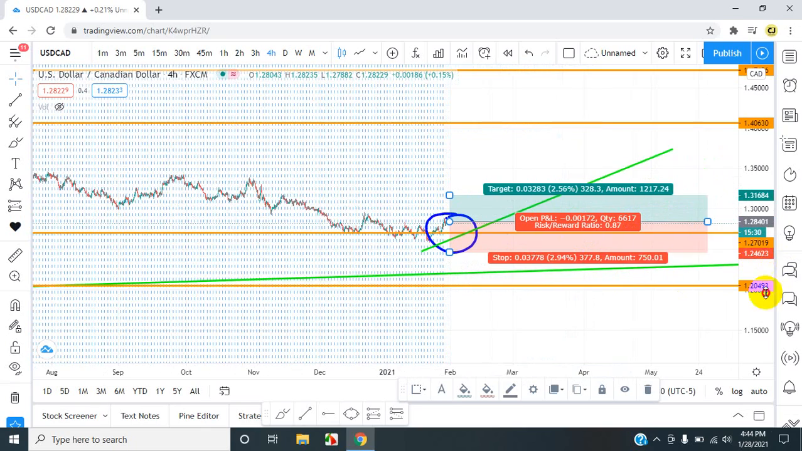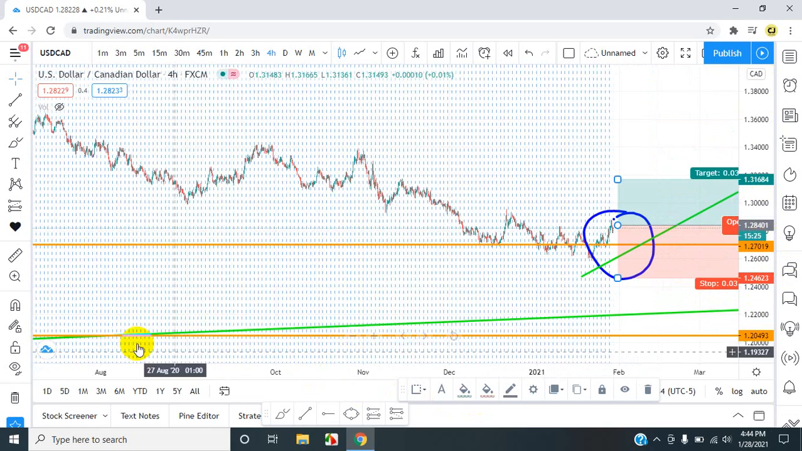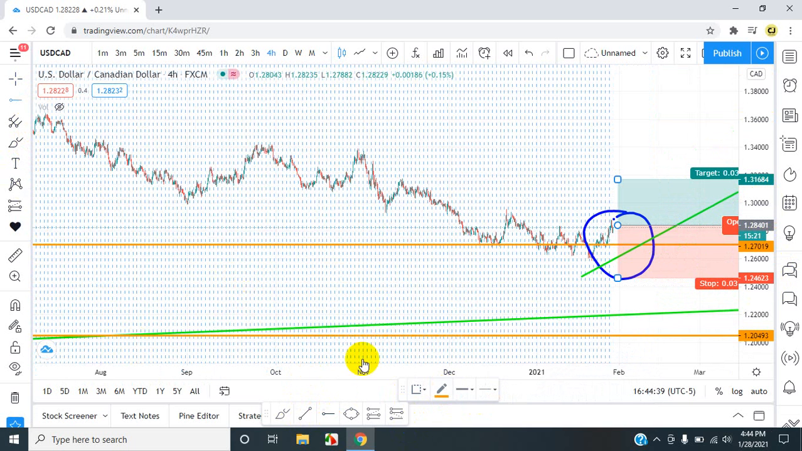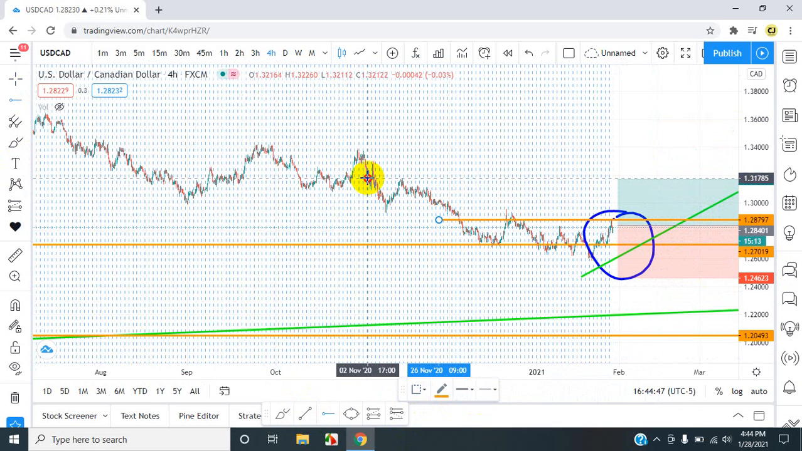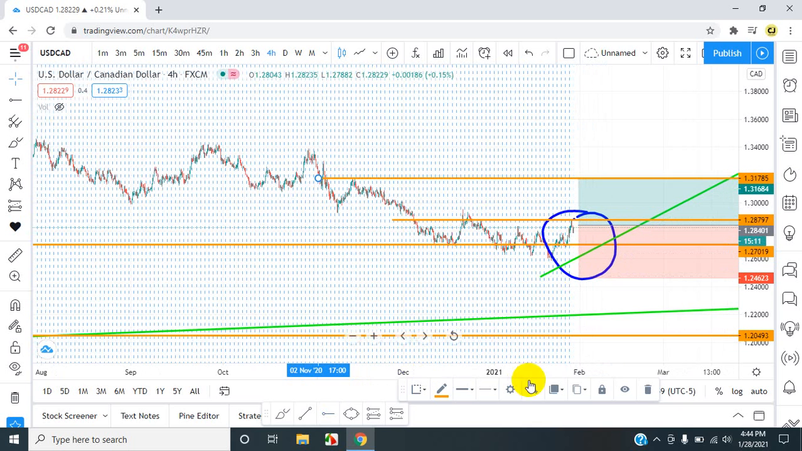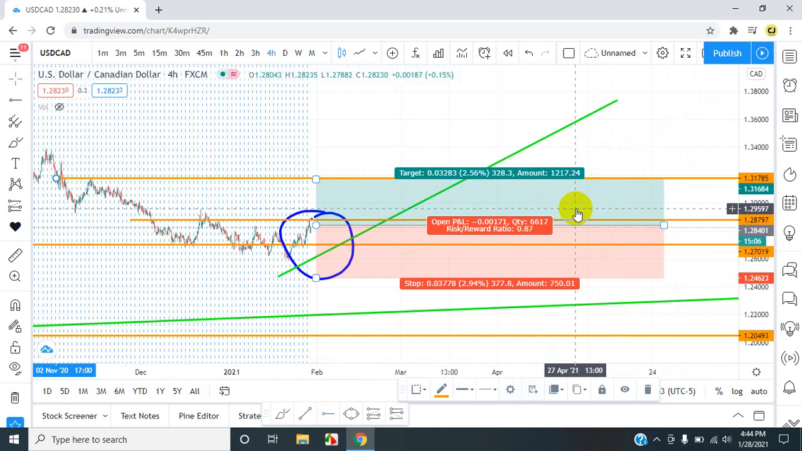So what we can see is that if we look closer, we can draw our SR line to say, okay, if market breaks here, it's going to head up to this area here. And how many pips will that give us? That will give us an estimate of about 328 pips over time. And that's an amazing trade, everyone.